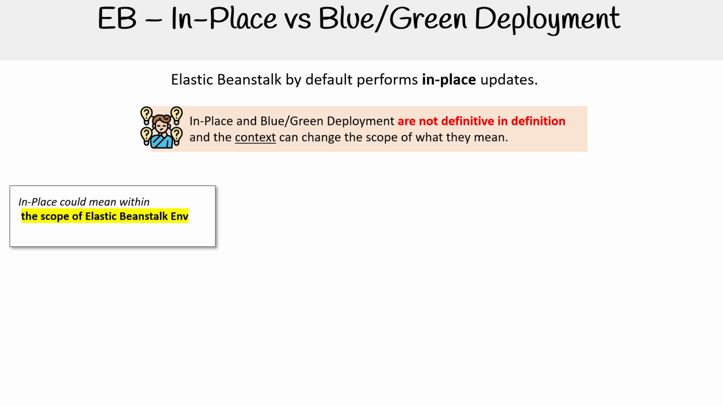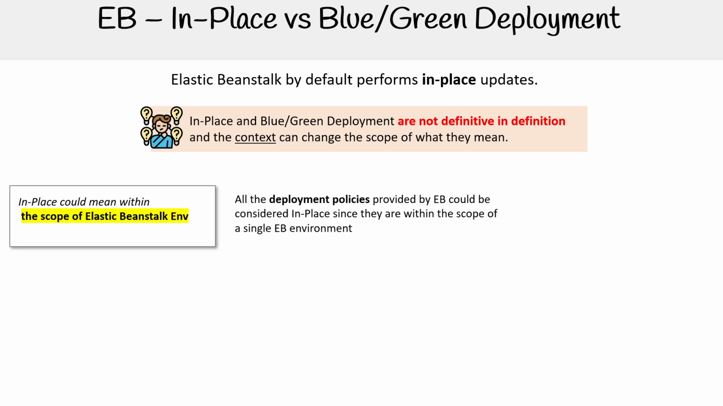As long as it's within the Elastic Beanstalk environment, it's considered in place. So all the deployment policies provided by EB could be considered in place since they are within the scope of a single EB environment. If you were to spin up another Elastic Beanstalk environment and then switch between them, that would be considered blue-green, according to AWS.